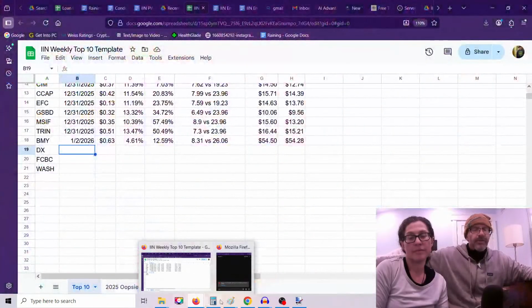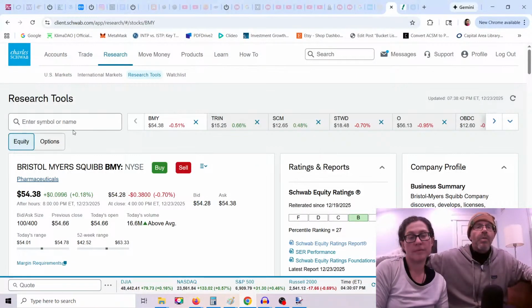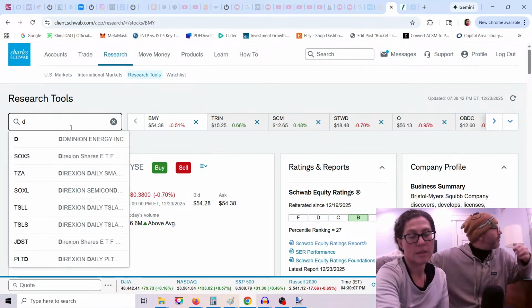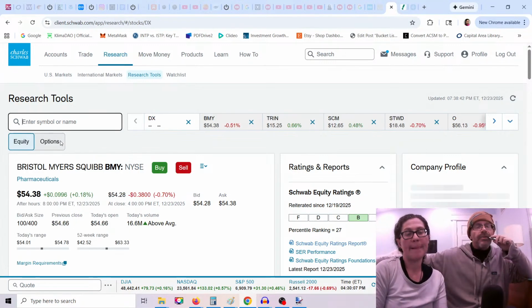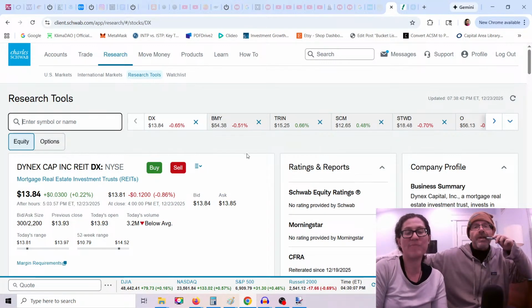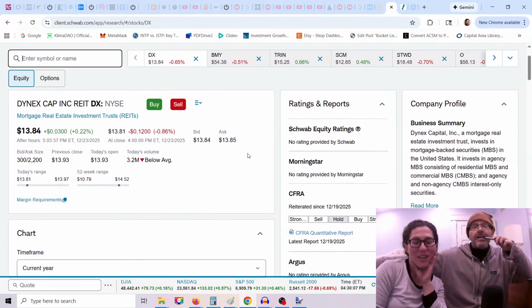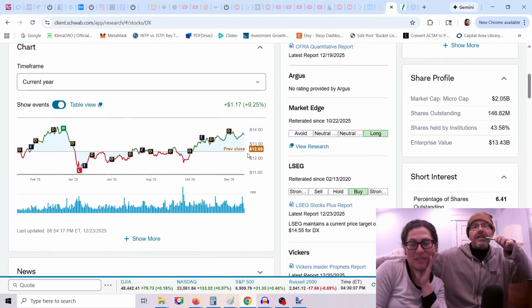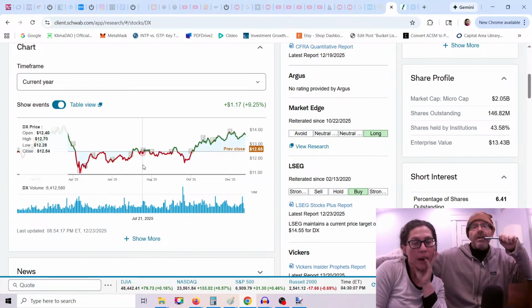So I'm pretty sure this one's overvalued. But let's look. DX. Overvalued, or the financial metrics have ruined my life. 1381. Like 14. The chart looks pretty good. Yeah, it does look pretty good.